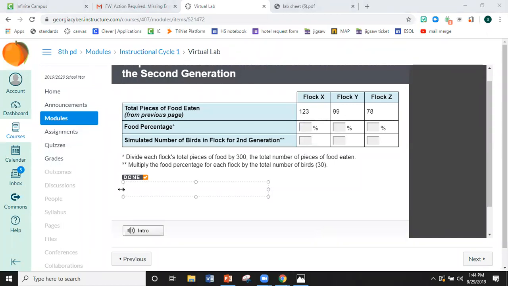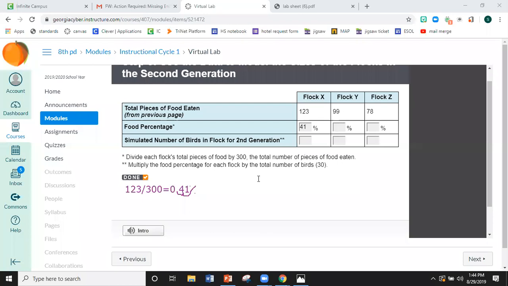So he said, divide each flock's total pieces of food by 300. So flock X ate 123 pieces. If we divide that by 300, that equals 0.41. However, he's asking for a percent, and we know that when we transfer to a percent, we move our decimal 2 places, and this becomes a percent sign. So they ate 41% of the available food.